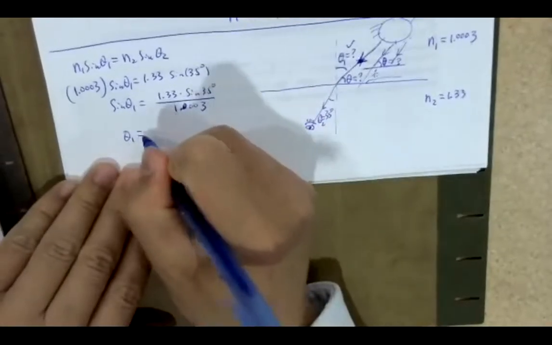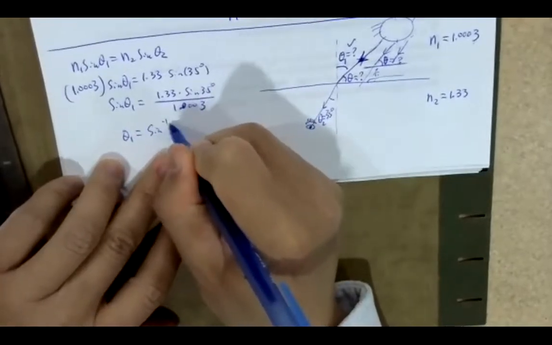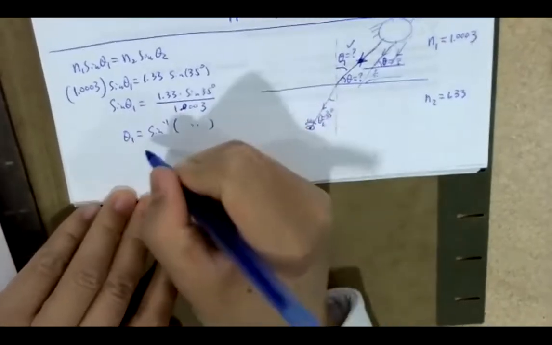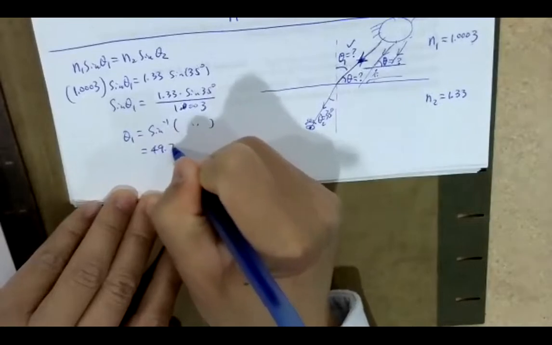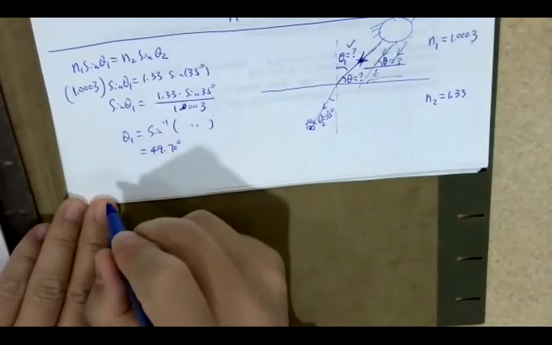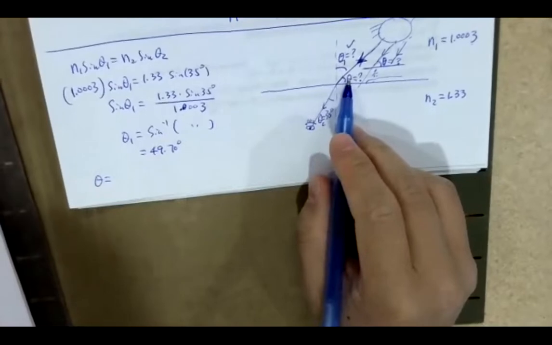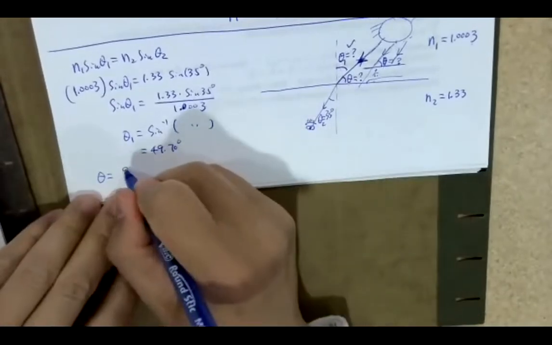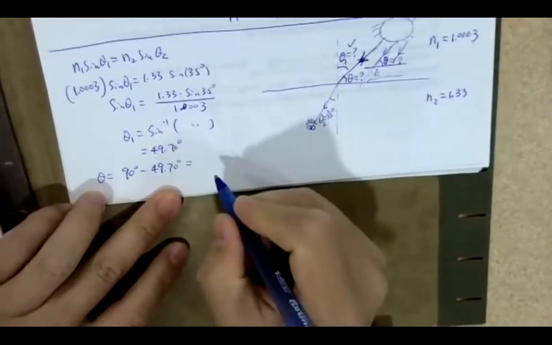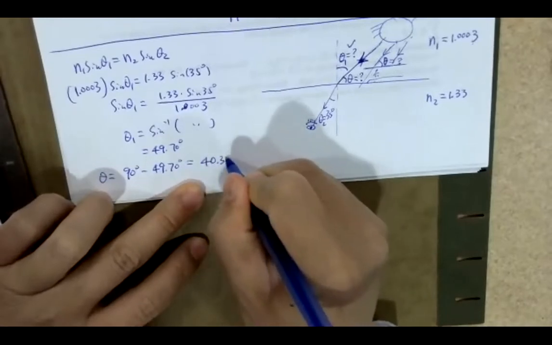So you can solve for your theta 1. Basically, you do the sine inverse of what you have above. That will give you 49.7 degrees. Once you have that angle theta 1, then the angle theta can be calculated. It's 90 degrees minus that, so this will be 40.3 degrees.